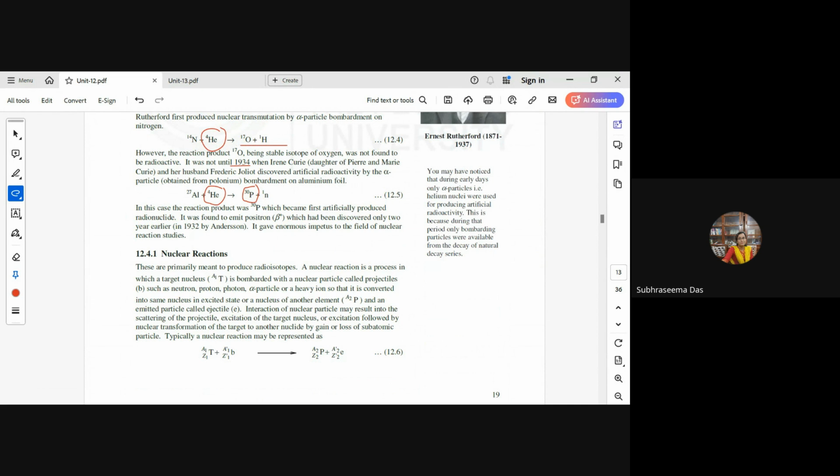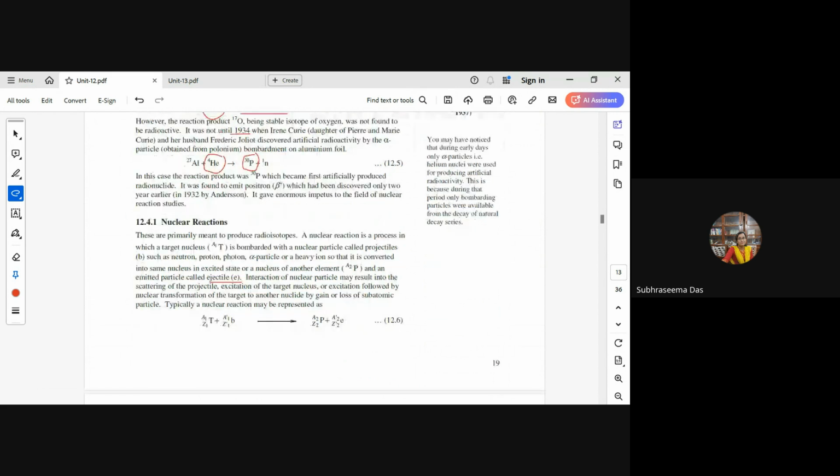A nuclear reaction is a process in which the target nucleus is first bombarded with a nuclear particle called a projectile, which may be a neutron, proton, or alpha particle. The projectile then reacts with the parent nucleus to form another element, and it emits another particle that is called an ejectile, which is given as E. The interaction of a nuclear particle may lead to scattering of the projectile, excitation of the target nucleus, or gain or loss of other subatomic particles.